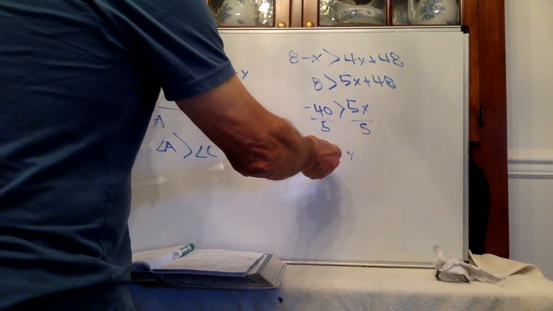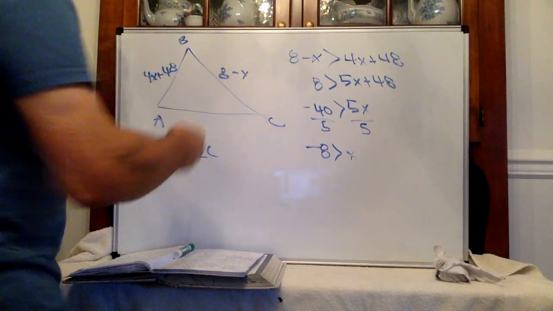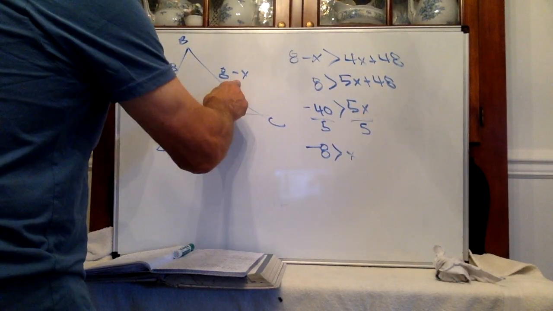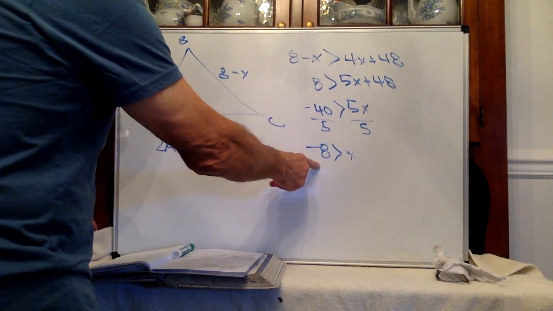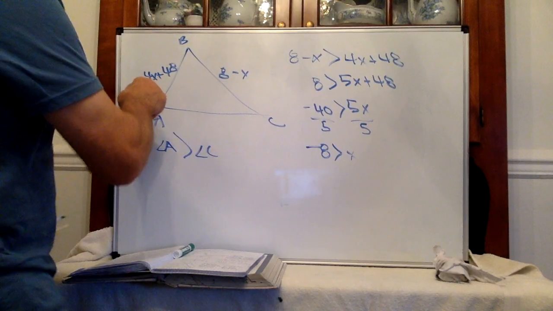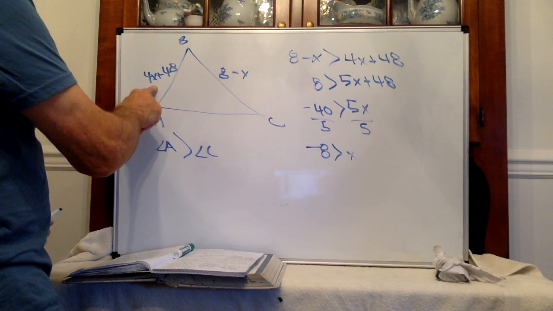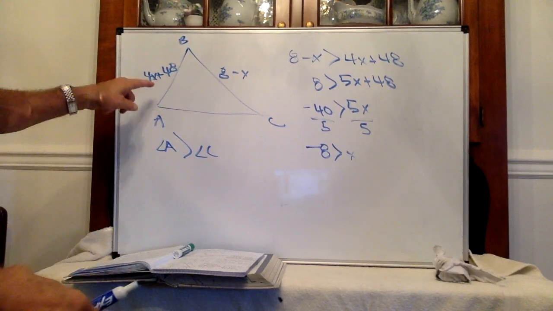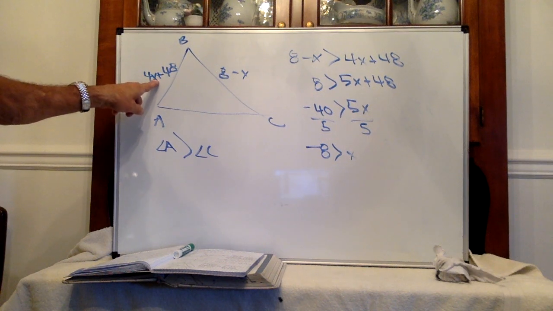Not every number less than negative 8 is going to make both of these positive. Any number less than negative 8 will make that positive. 8 minus any negative number less than negative 8 will always be positive. But this one, not so. There are numbers I could put in for x that would make this side negative. Like if I pick negative 10 or negative 20. 4 times negative 20 is negative 80.